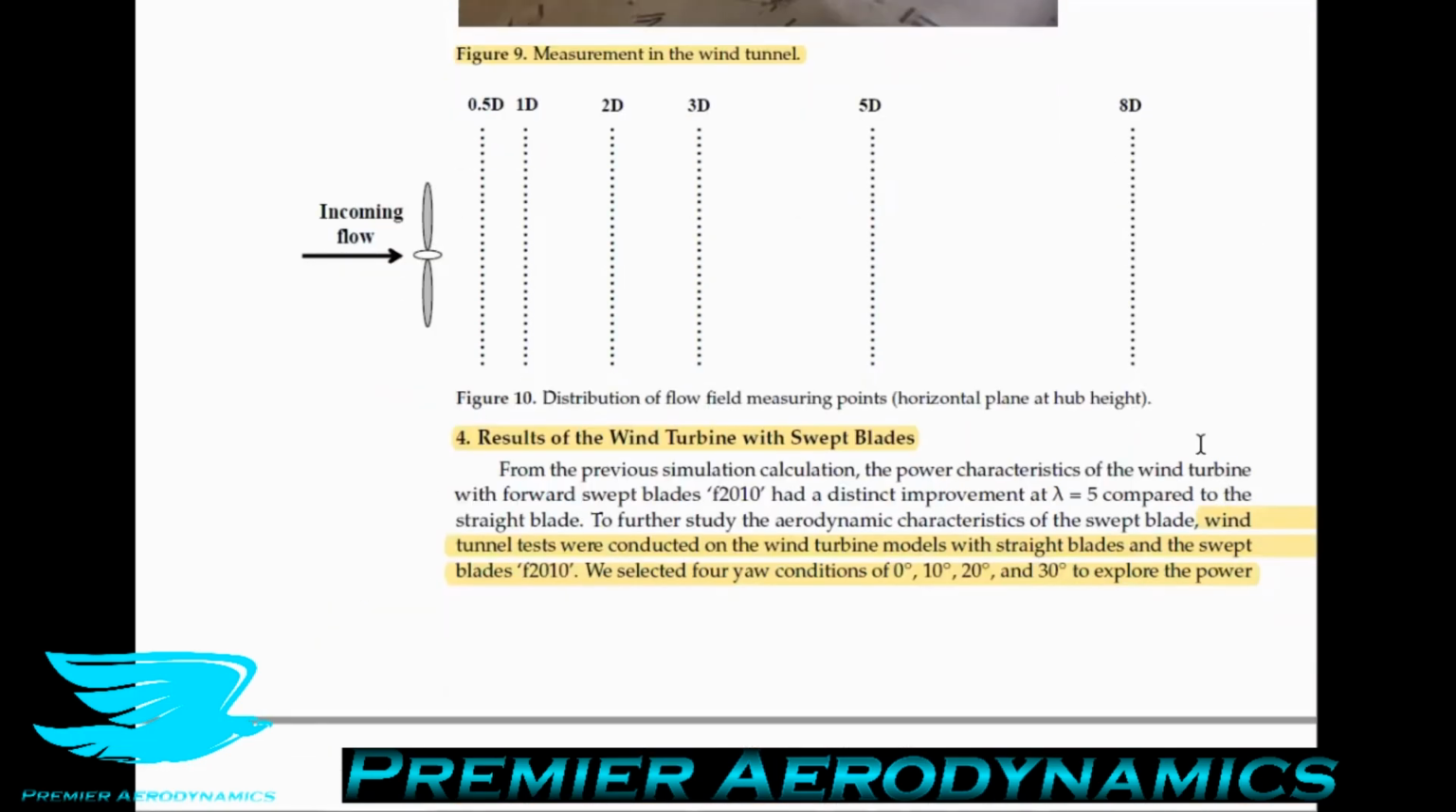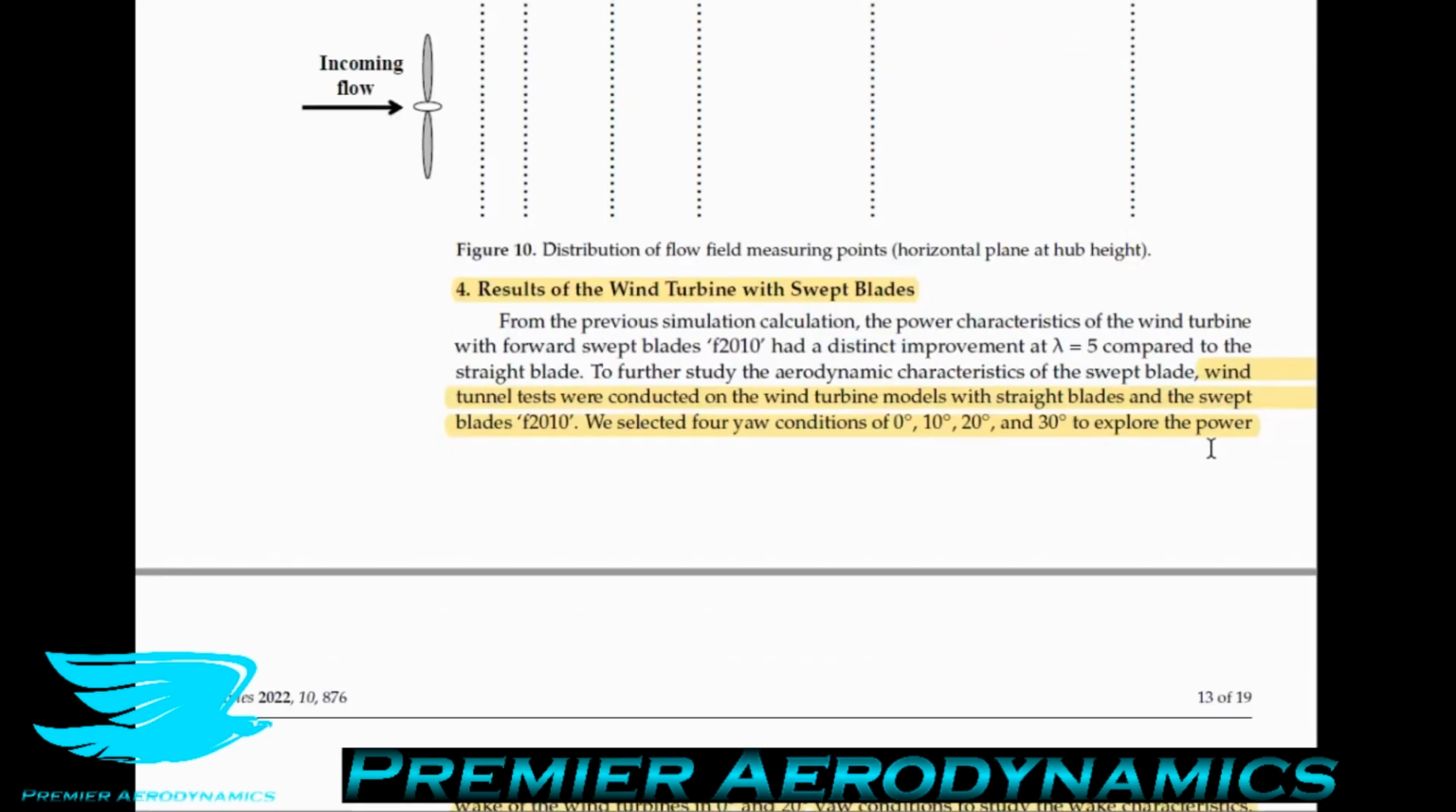So the results of the wind turbines with swept blades. The wind tunnel tests were conducted on the wind turbine models with straight blades and swept blades designated as F2010. And if you remember from podcast number 94, we were looking at swept forward blades and swept backwards blades. The F at the front of this designation indicates that they're swept forward, and the 2010 indicates how much they're swept. And we have two different sweep amounts effectively, and this is the moderate amount. Then there was the like extreme amount, and that didn't seem to perform as well as this moderate amount in the CFD.